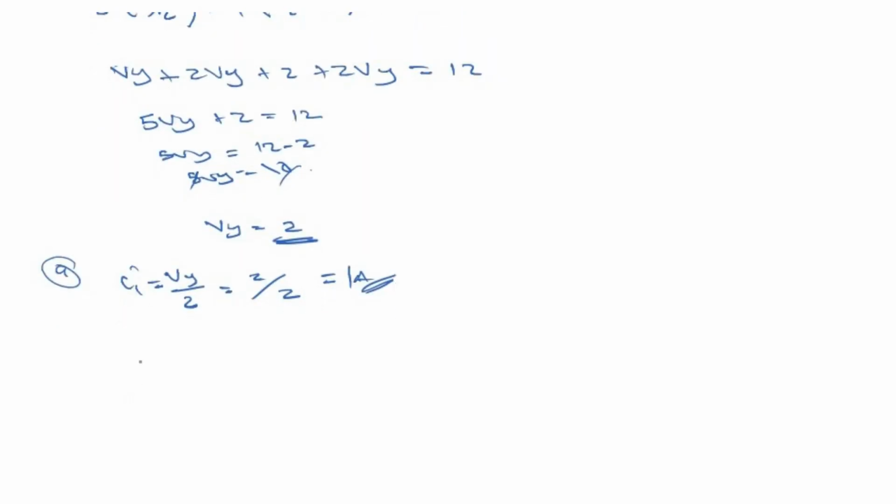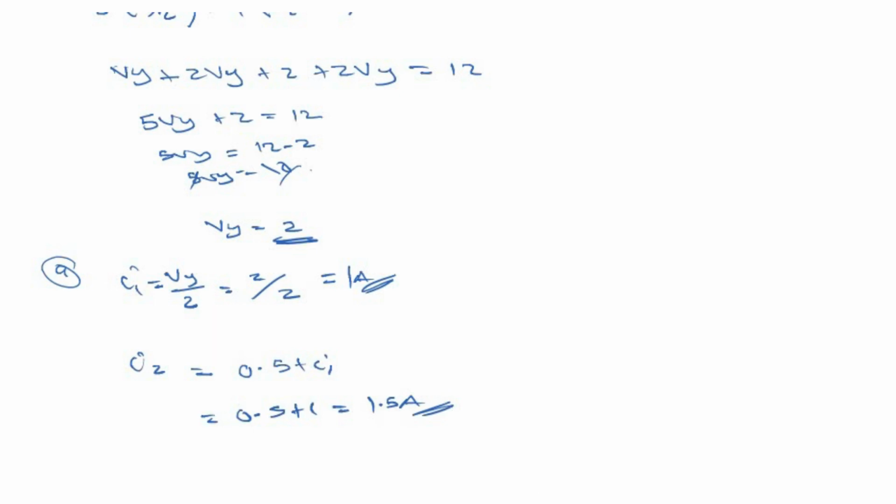So the I2 also, we derived an expression for it. We said I2 is equal to 0.5 plus I1 from our super mesh equation. So this is equal to 0.5 plus 1, and this is equal to 1.5 ampere. So our I1 is 1 ampere and I2 is equal to 1.5 ampere.